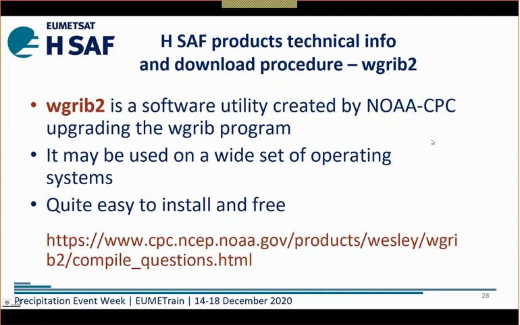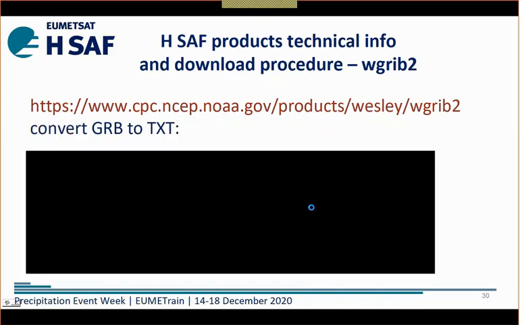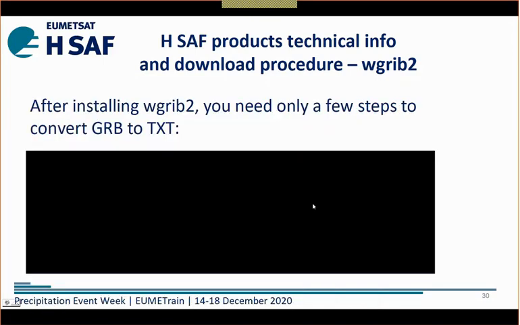On the other hand, wgrib2 is another software utility which is free, available from NOAA, CPC, for any kind of usual operating system. It takes only a few minutes to have it up and running, so I suggest you use it if you are interested in GRIB files. This is the link to the source. This is the web page. And if you download wgrib2, you have only 3 steps for converting a GRIB file to a text file.